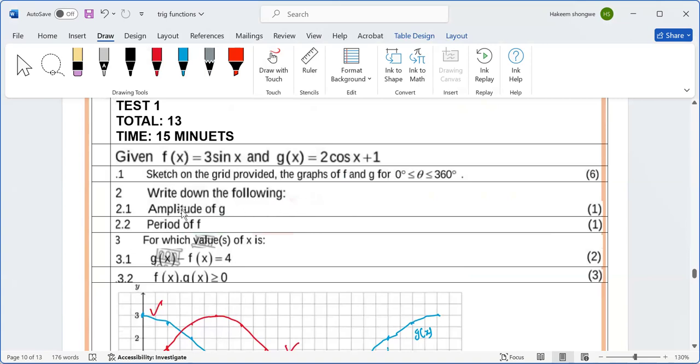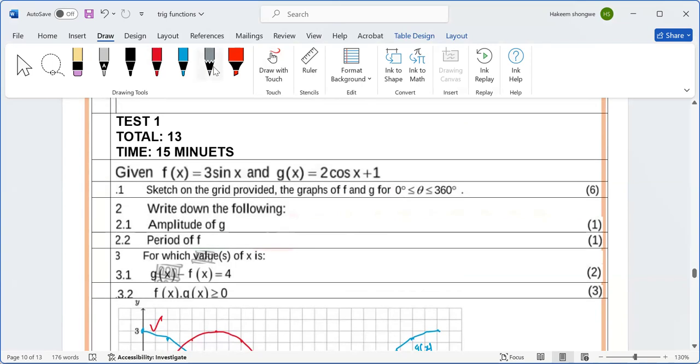Now let's go to number 2. On number 2, they say, write down the amplitude of g. What is the amplitude of g? Look at g. What is going to be the amplitude of g? The amplitude is going to be equal to 2. How did you get it?